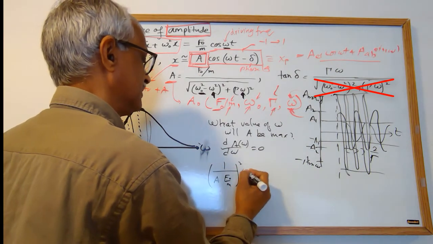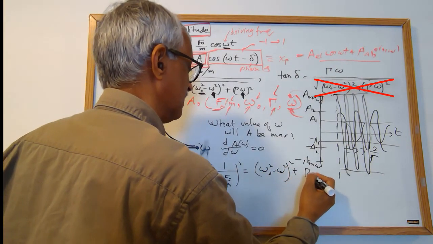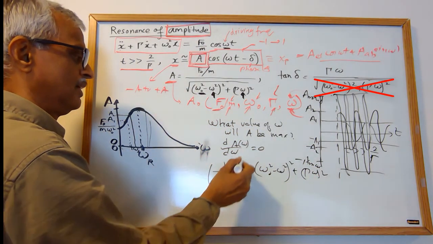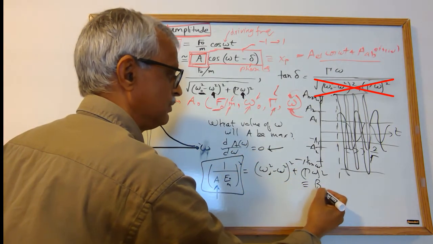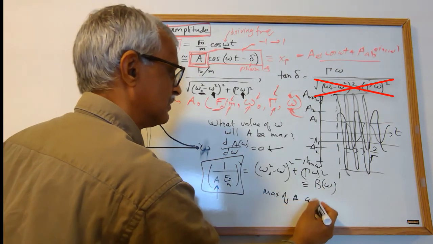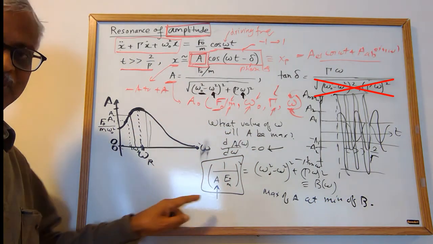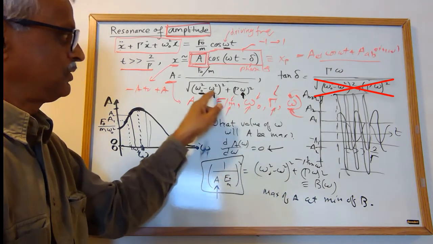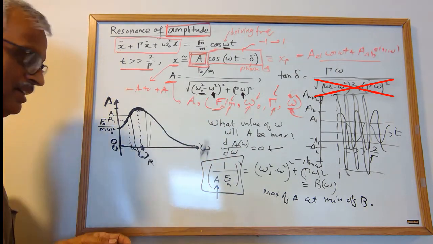If you square it, it's going to be omega naught square minus omega square, whole squared, plus gamma square omega square. So wherever A is maximum, this whole thing is minimum, and it's the same equation. So let's call this some B of omega. Max of A is at min of B. Do you notice that? Way less algebra, because otherwise the derivative of square roots is going to create another square root, and it's just nasty, all right?